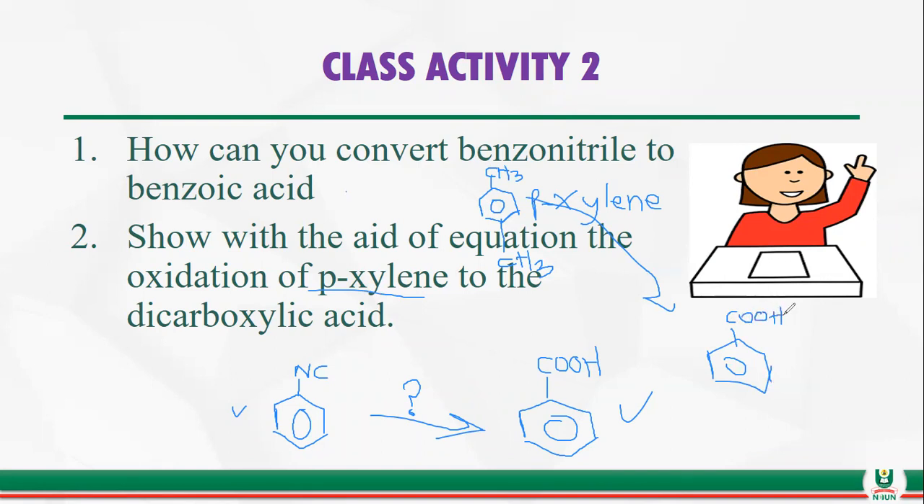Dicarboxylic acid means the CH3 on position 1 has turned to COOH and the CH3 on position 4 has turned to COOH. Can anybody remind us? We've talked about this. We said that if you are using molecular oxygen in the presence of cobalt acetate, it is a strong oxidizing agent, so it will oxidize both CH3 groups to form this dicarboxylic acid.